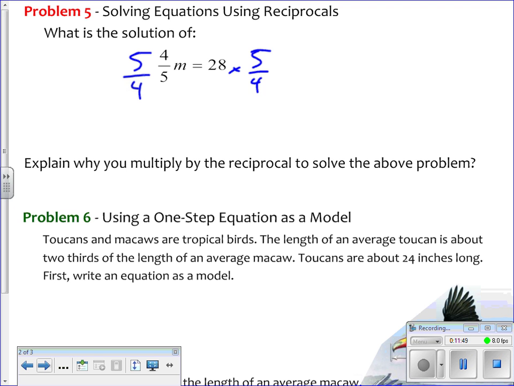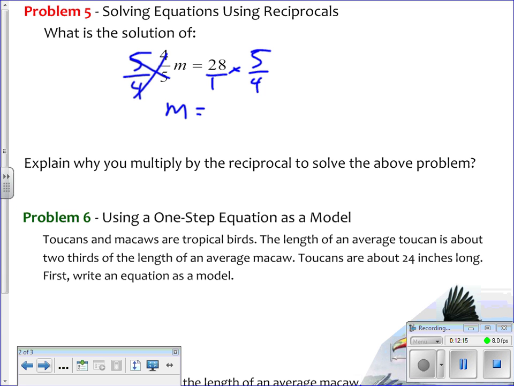Now, when I do this, the 5s and the 4s cancel each other on this side, and I get m. How many m's do I actually have there? I have 1, right? Got 1 m. That's why we use the reciprocal, to make it 1 in front. How many do I have? I have 1 of them. Equals.